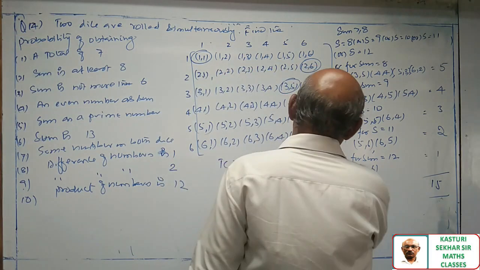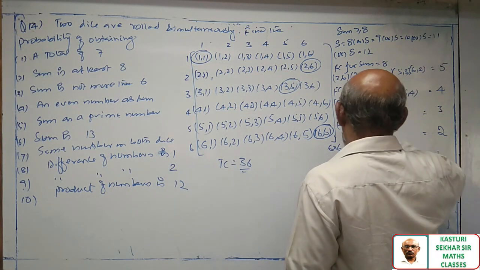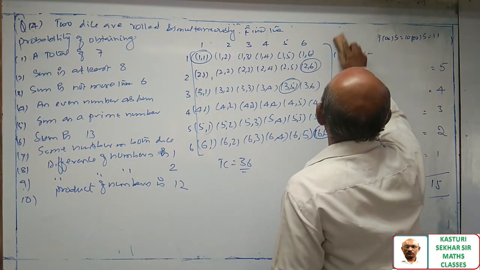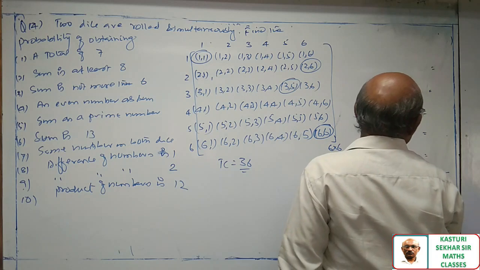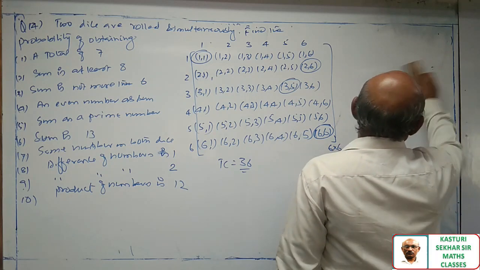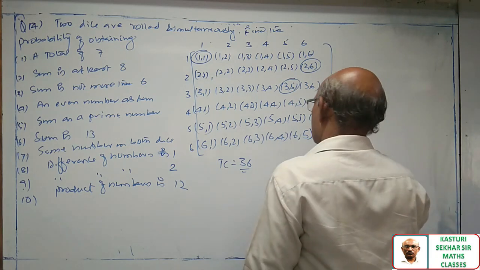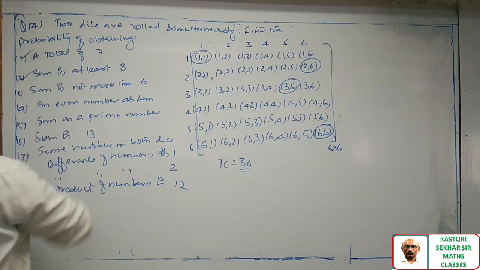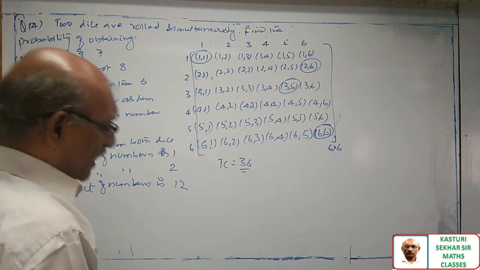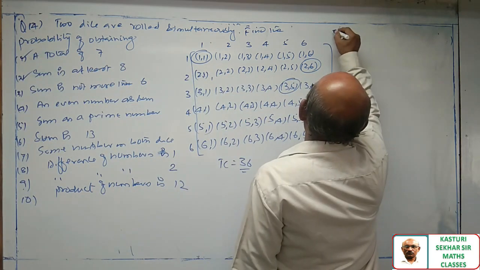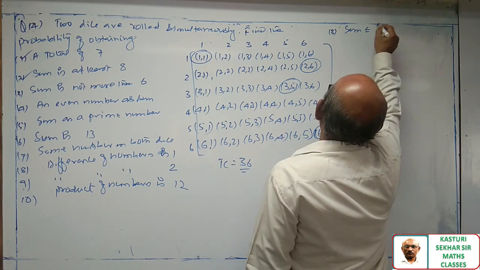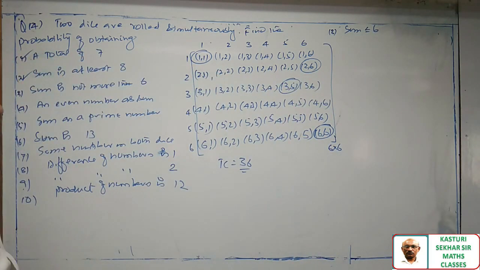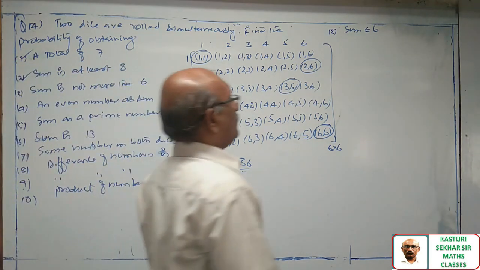Now, first question over, sir. Second question over. Third question. Sum is not more than 6. Sum is less than or equal to 6. Sum is not more than 6 means sum is less than or equal to 6.